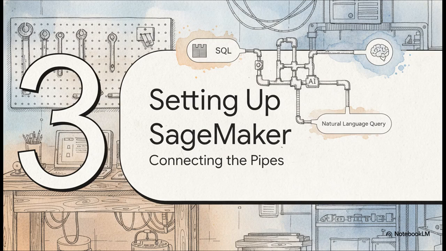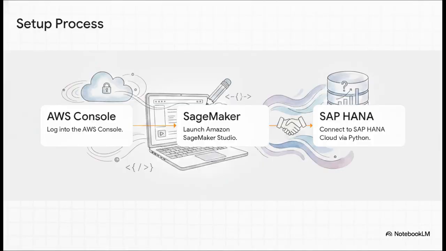Moving on to Section 3, setting up SageMaker Studio, connecting the pipes. Now that we know our tools, we need a workshop to put them together. The setup phase is straightforward, but absolutely critical. We're talking a brisk, high-level walkthrough here. First, we log into the AWS console. From there, we launch Amazon SageMaker Studio, which gives us an interactive Jupyter Notebook environment. And finally, using just a bit of Python code, we import our dependencies and establish a secure connection directly to our SAP HANA Cloud instance.